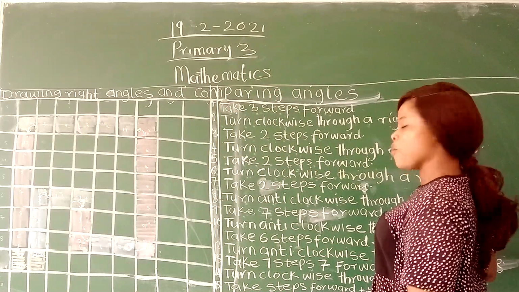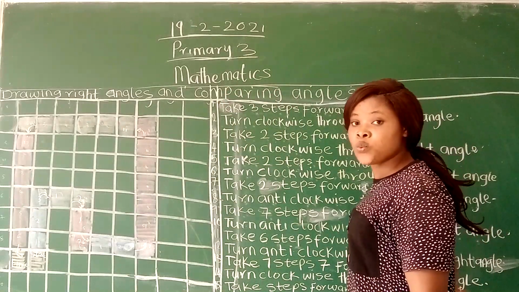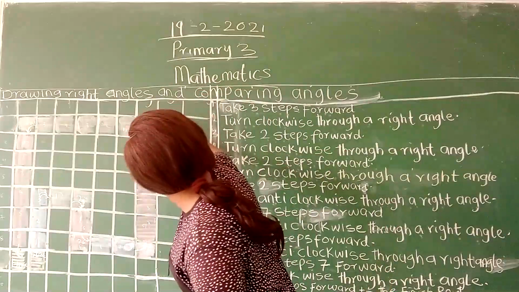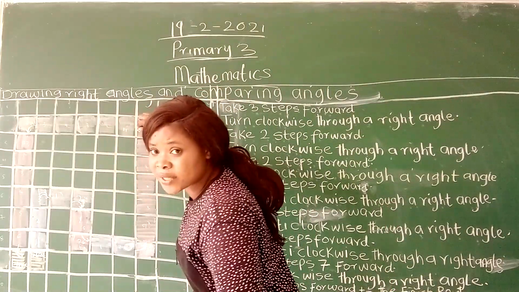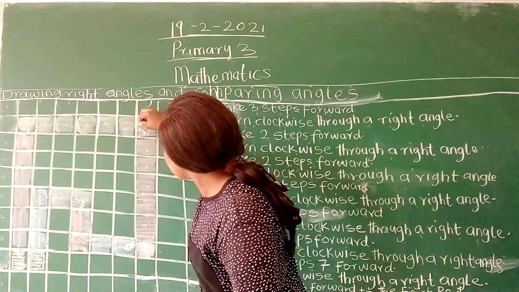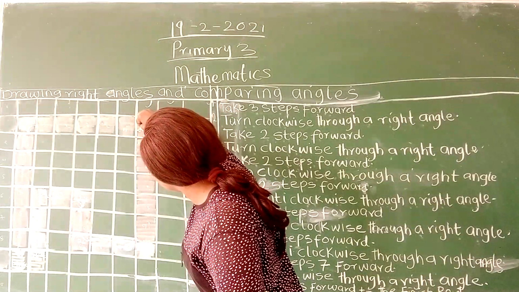Anti-clockwise through a right angle again. We are still moving anti-clockwise through a right angle. So we now turn this way. Have you seen that? Constance, Aisha, Santiago, Manuel, what about you? Your hand.